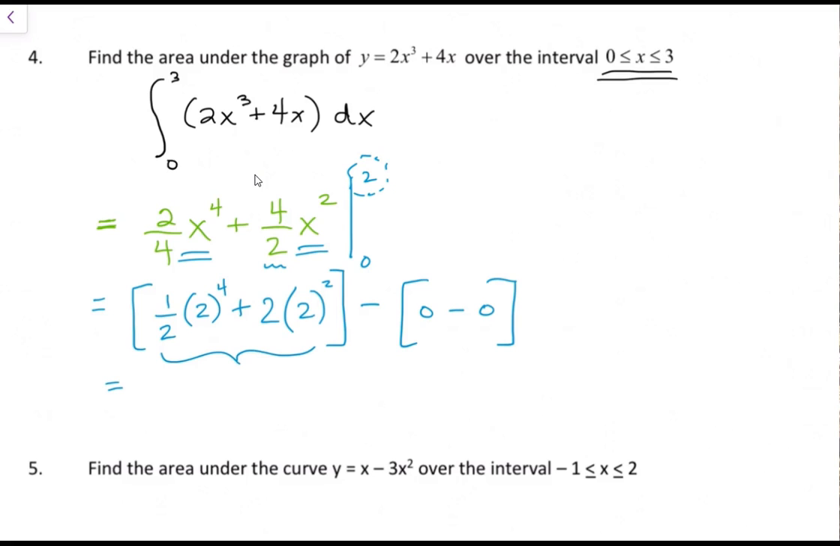So when I do that arithmetic, I end up with, let's see here, 2 to the 4th power is 16, so I get 16 over 2, plus 2 squared is 4, so that's 8, and 16 over 2 is 8. 8 plus 8 gives me an area under the curve of 16.